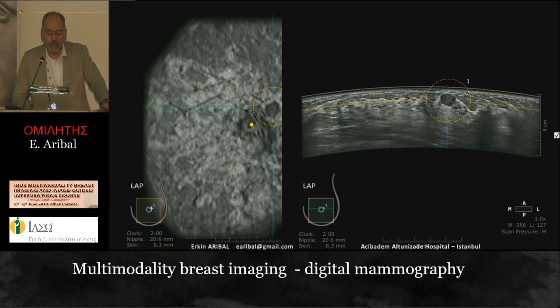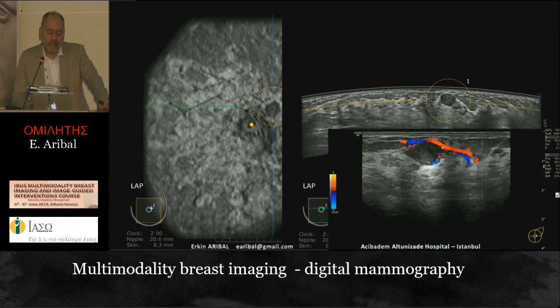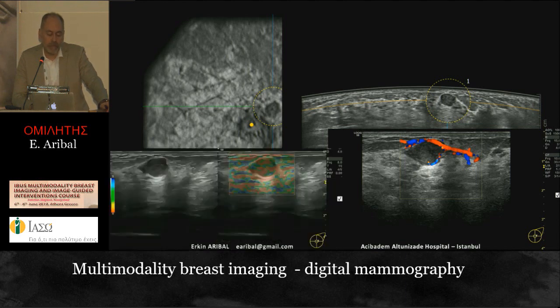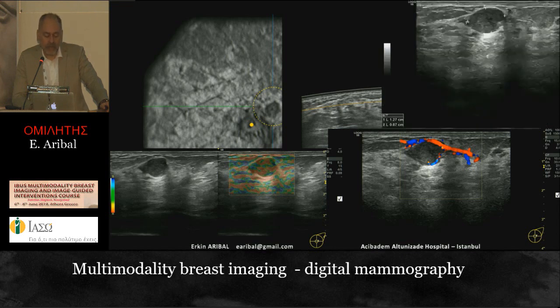Here it looks lobulated, but we always do handheld ultrasound for these diagnostic cases. And the handheld ultrasound shows a parallel lesion with well-circumscribed margins, but it has vasculature. So we preferred to do the biopsy, and it was not hard on elastogram. It was a fibroadenoma.